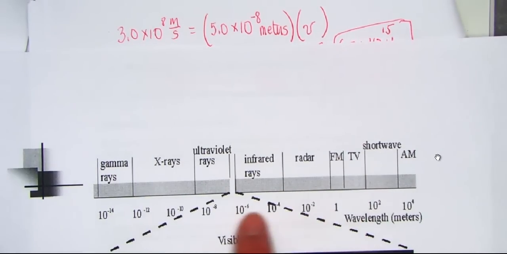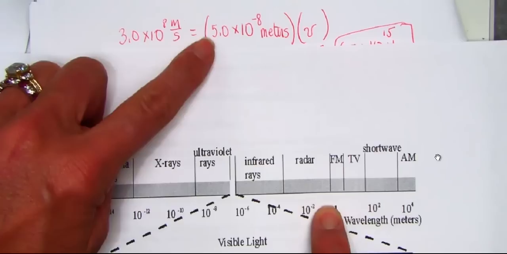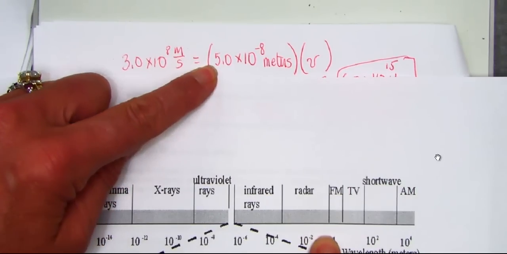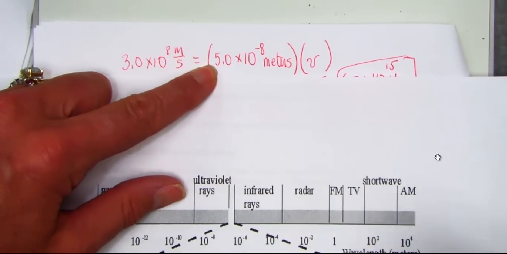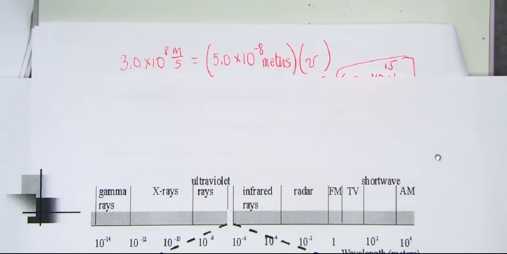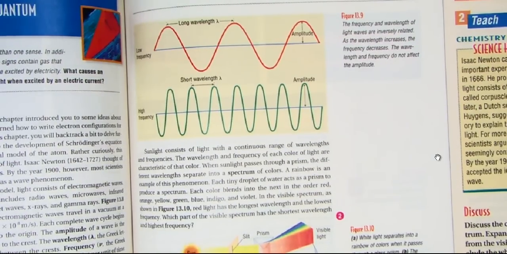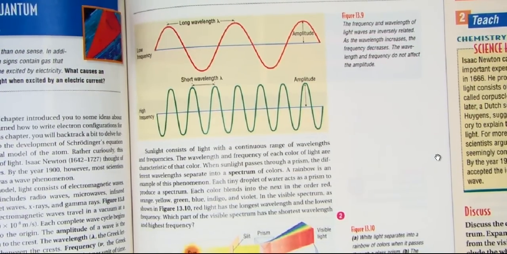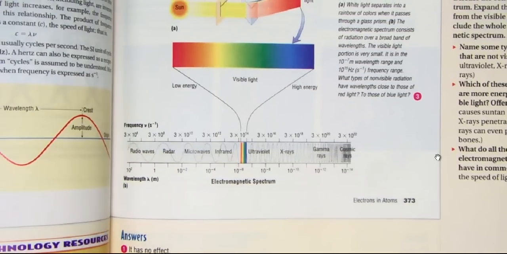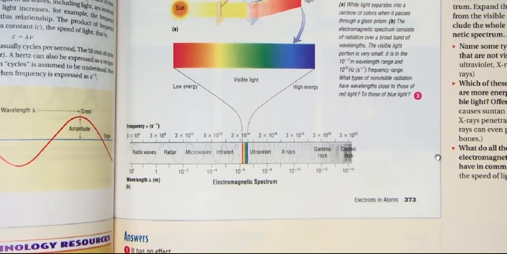The wavelength given to us here is in meters. Our wavelength was given as 5 times 10 to the negative 8th. What part of the spectrum are we in? It might be easier to see this in color. Frequency is up at the top, wavelength at the bottom of our chart here. This is just out of our chemistry book.